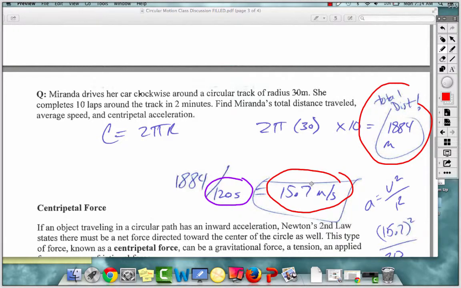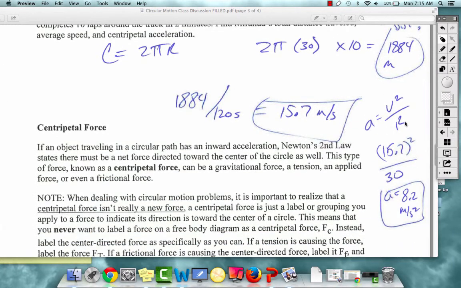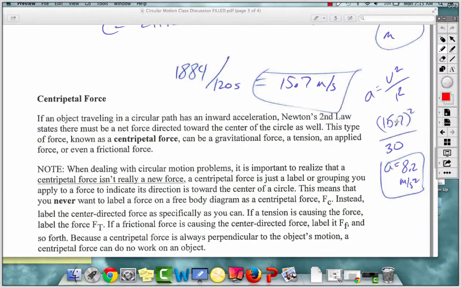So far, I've calculated my total distance traveled, there it is, my speed, and the last thing they want us to do is calculate the centripetal acceleration. And so I'm going to, once again, take out my formula, A equals v squared over r. My v, or velocity I should say, is 15.7, and I'm going to square that. Don't forget that. A lot of times people will forget to square the number. 15.7 squared divided by the radius, which is given to us in the problem. It's 30 meters. So 15.7 squared divided by 30 gives us an acceleration of 8.2 meters per second squared. So keep that in mind as you work through these problems.